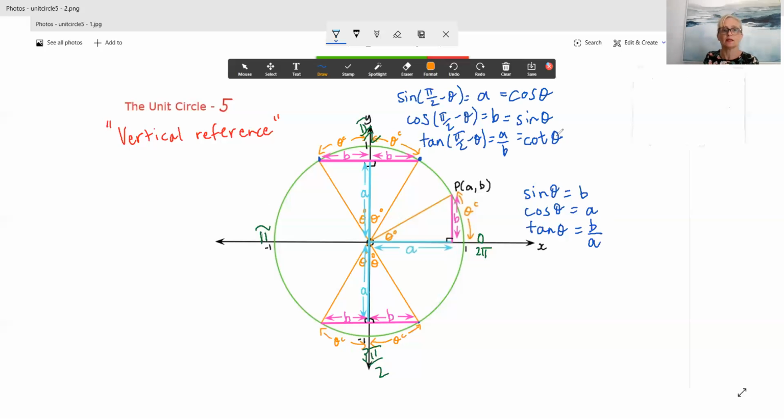Let's see what happens in quadrant number 2. So here we'd refer to this angle as pi on 2 plus theta, wouldn't we? So sine of pi on 2 plus theta, cos and tan.